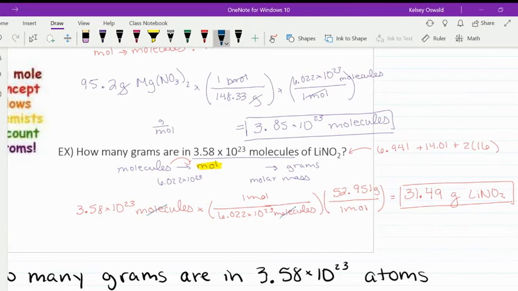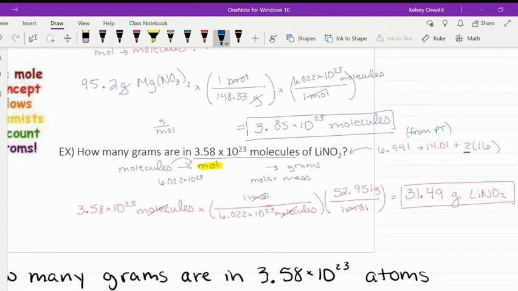We want to figure out how many grams we have, or what mass the sample has. So my tool to do that is going to be my molar mass, because I know for every 1 mole of LiNO2, we have a mass of 52.951 grams. We got that number by adding up the atomic masses from our periodic table. And remember, there's 2 oxygens, so you need to multiply that molar mass by 2. So I end up with moles on top, moles on bottom, they cancel out, and I'm left with grams, which is the unit that I want. And we can see that we have 31.49 grams of LiNO2.